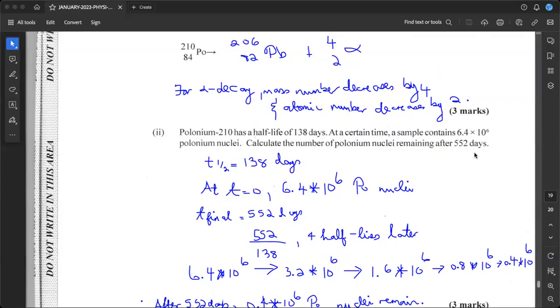So essentially what's happening here is this setup here. We know that the half-life is 138 days. They told us that. So initially, let's say we have that 6.4 times 10 to the 6 polonium nuclei, right? At a final time, then 552 days later, how many half-lives would we have gone through, right? So to find how many half-lives we would have gone through by the time we get to that 552 days, I just divided 552 by 138 to see how many half-lives later 552 days would be. And so when I do that division, I come out with 4 half-lives later, right?